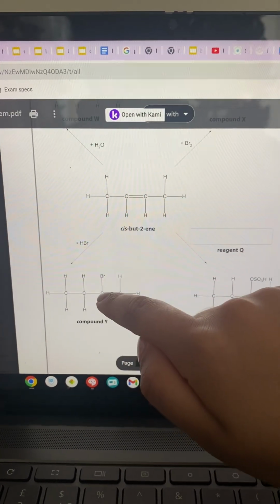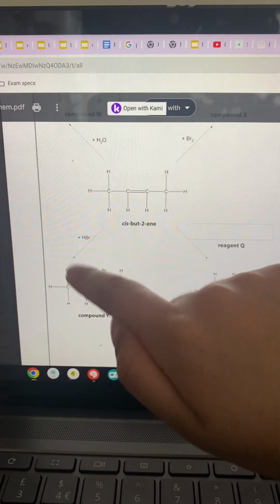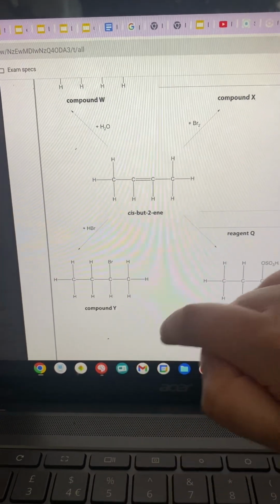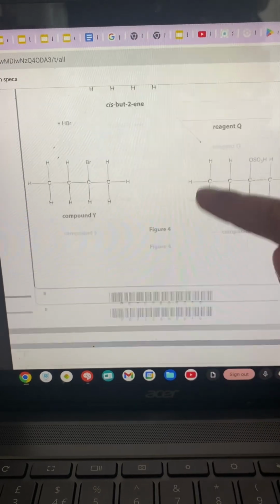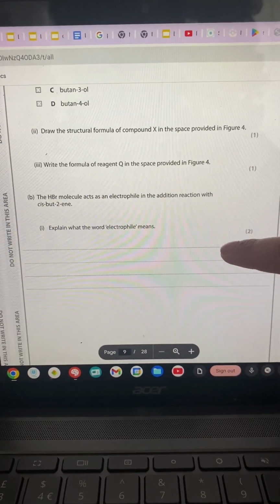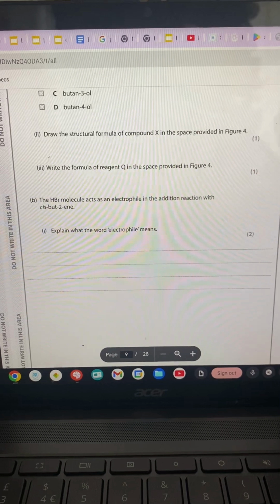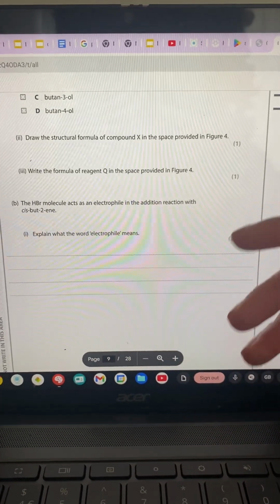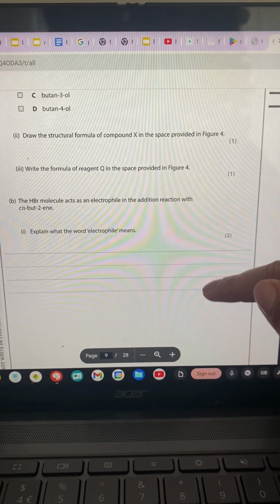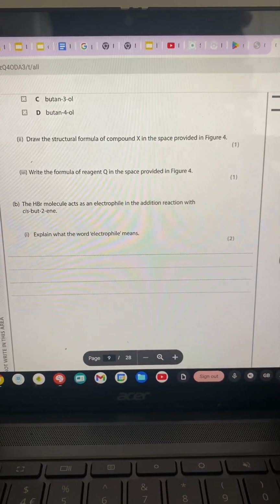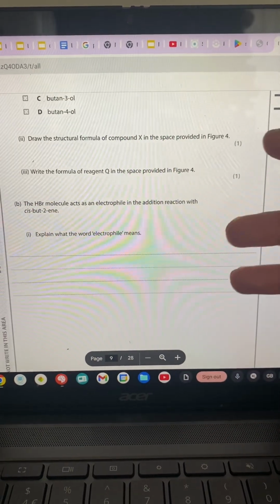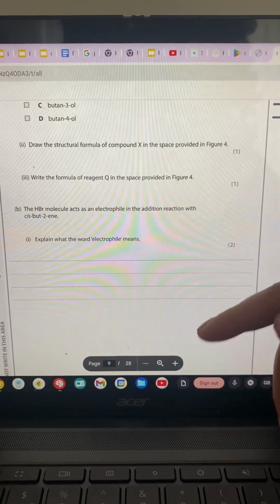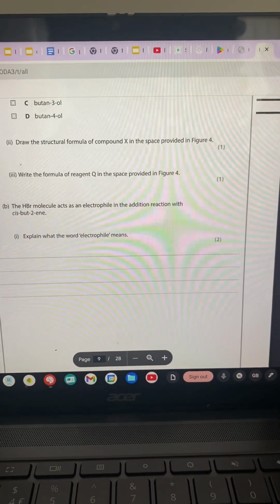Again, that double bond in the middle is being broken. This hydrogen is being added on here, and then this bromine is being added on here, okay? So that's how we get that product. So the question is asking, explain what the word electrophile means. So firstly, if something's phobic, that means a dislike of something, okay? So that's what phobic means. But if something's philic or phile, that means liking, okay? So phobic is dislike, phile is like, okay?